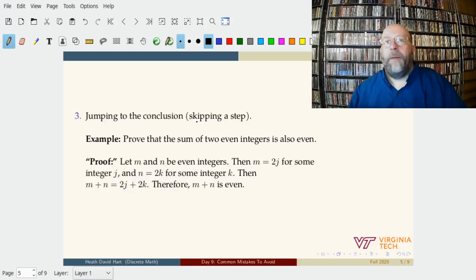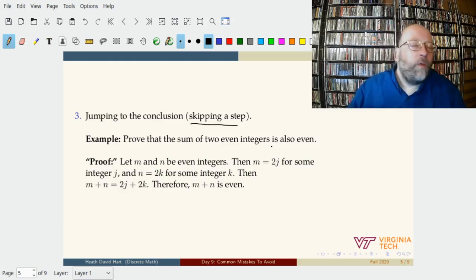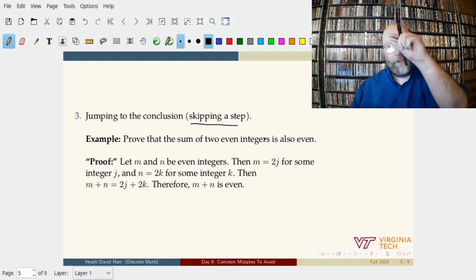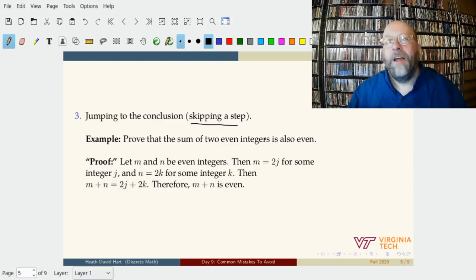Skipping over a step. People do this sometimes when they're in a hurry or when they're down to the very bottom of the page, and they skip over a step and they think that it's okay to do that. Let m and n be even integers, then m is equal to 2j for some integer j, n is equal to 2k for some integer k, then m plus n is equal to 2j plus 2k, and therefore m plus n is even. There's something that's missing here.